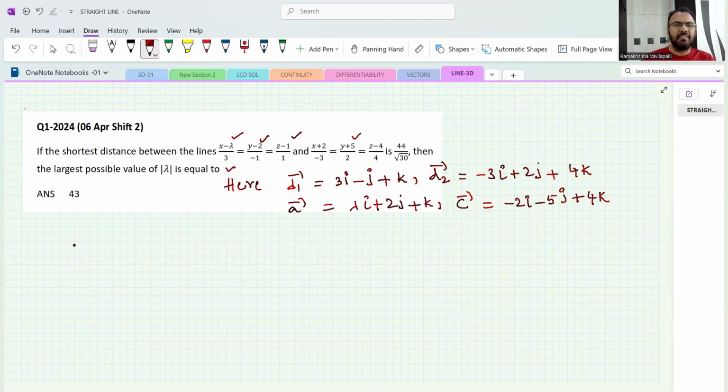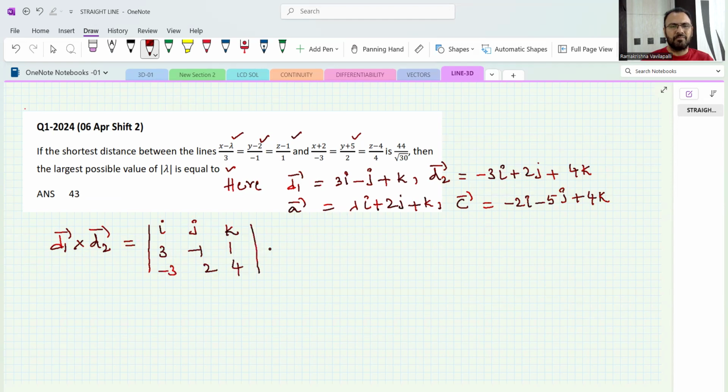You find D1 bar cross D2 bar vector. This is equal to the determinant of i, j, k; 3, minus 1, 1; minus 3, 2, 4. This is minus 6i, minus 15j, and 6 minus 3 gives 3k.